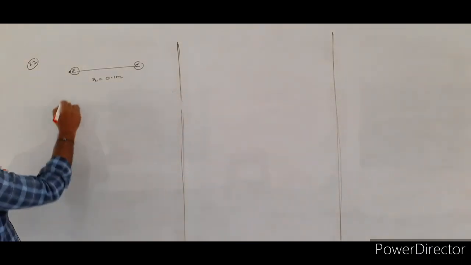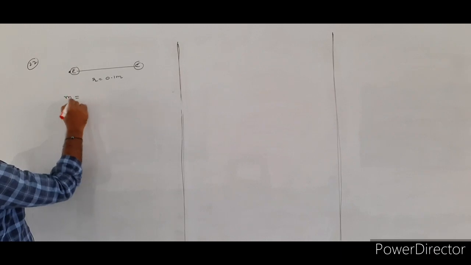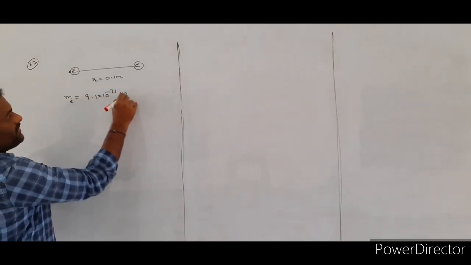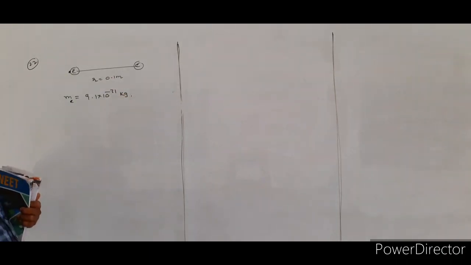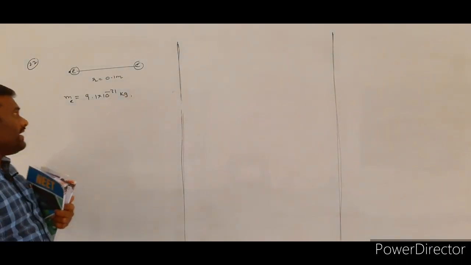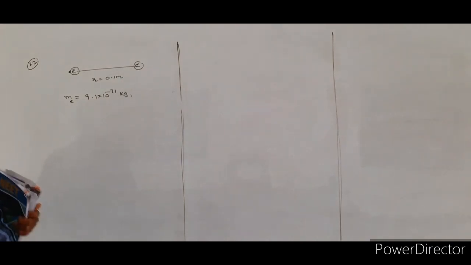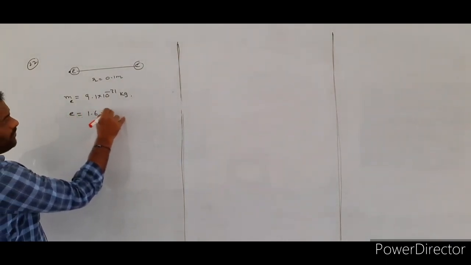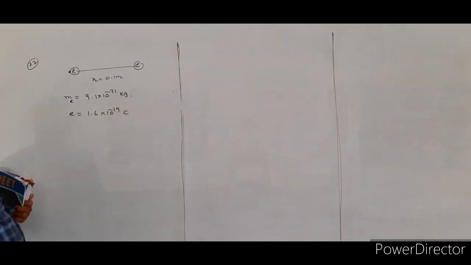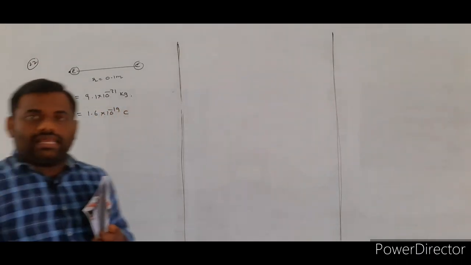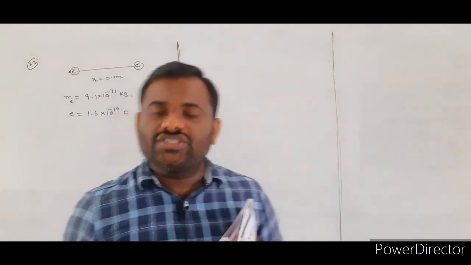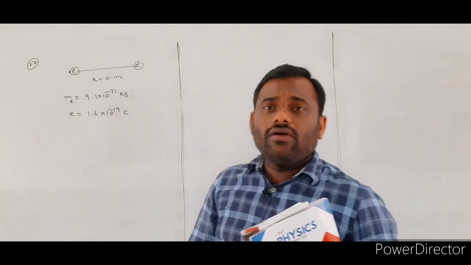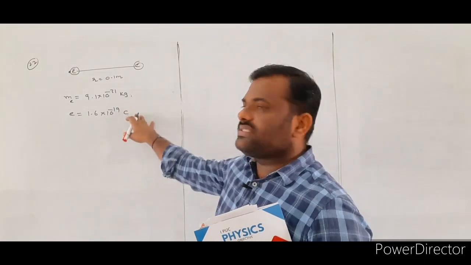For the electron, the mass of the electron is equal to 9.1 into 10 power minus 31 kg. And the charge of the electron is equal to 1.6 into 10 power minus 19 coulomb.